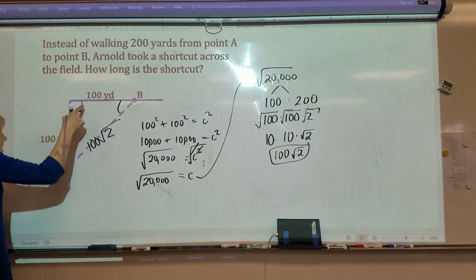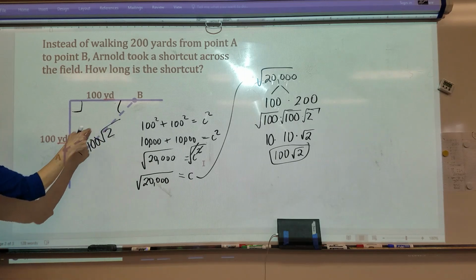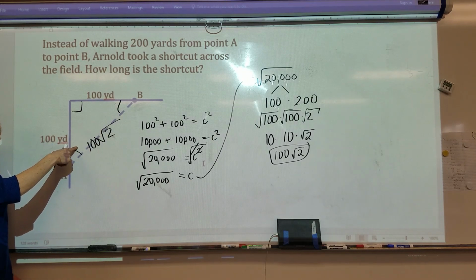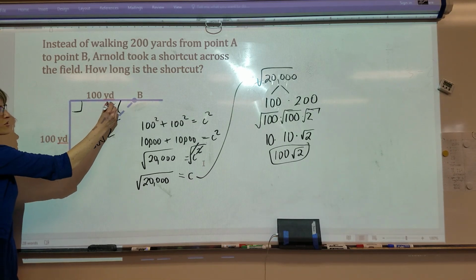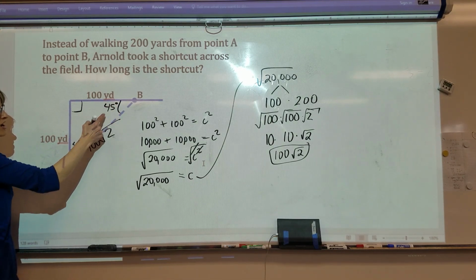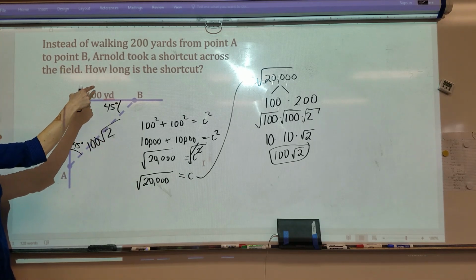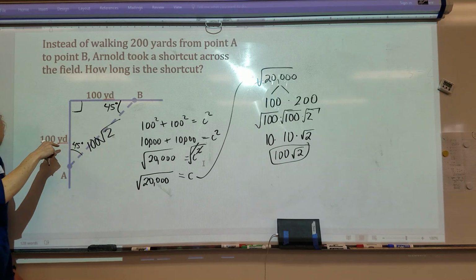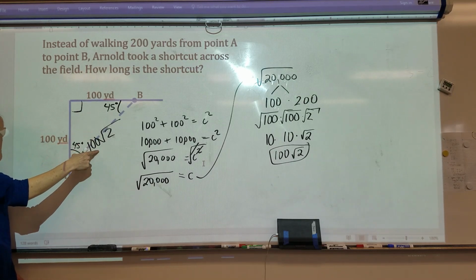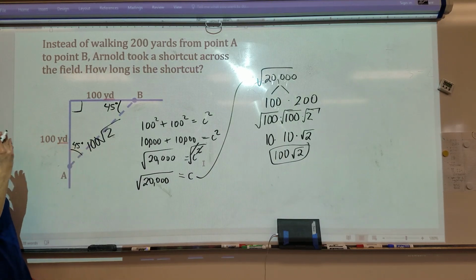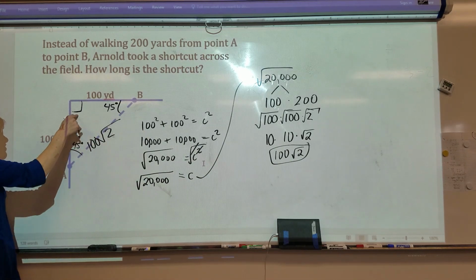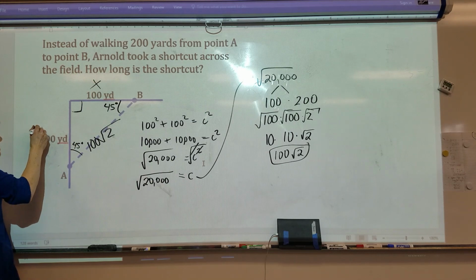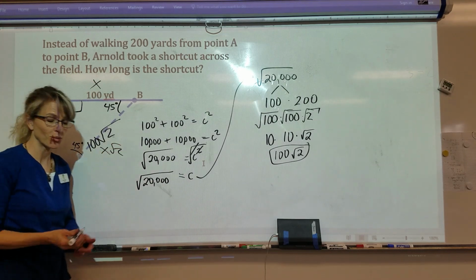Question, if these two legs are the same, what kind of angles do I have here? Joseph. 45 degrees. Oh, you're so smart. 45. If I have a 45, 45, 90, I have leg, leg, and hypotenuse. So I got 100, 100, 100 root 2. Who remembers x root 2? Okay, so 45, 45, 90, your pattern is x root 2. Keep that in mind. Okay, that'll come back.